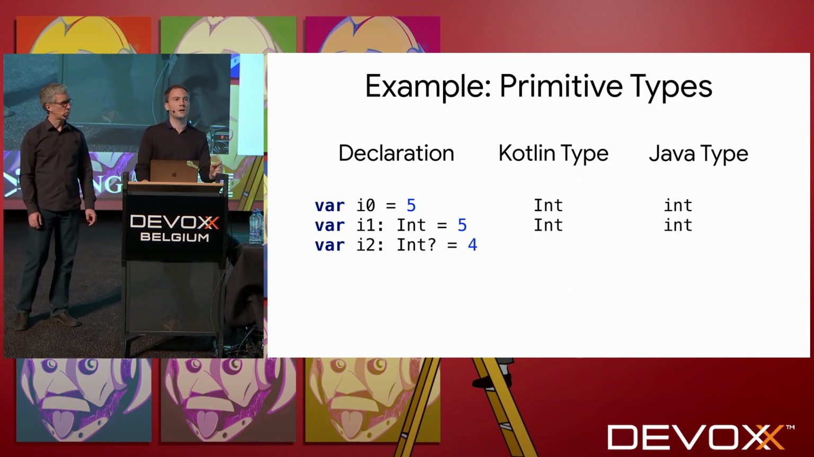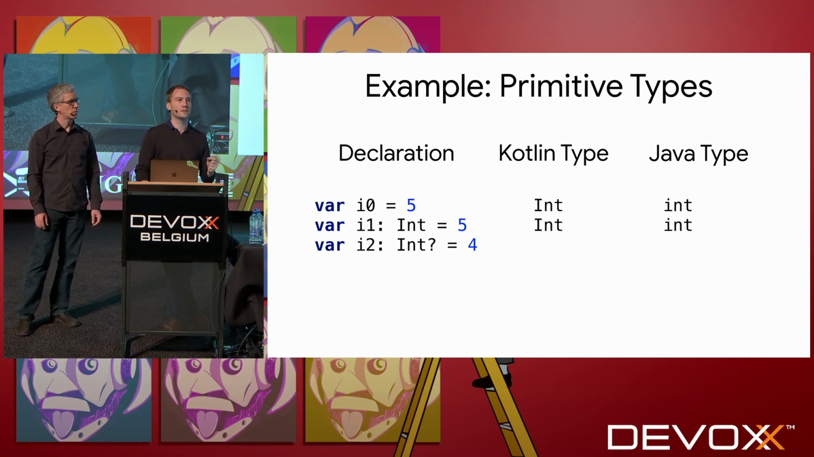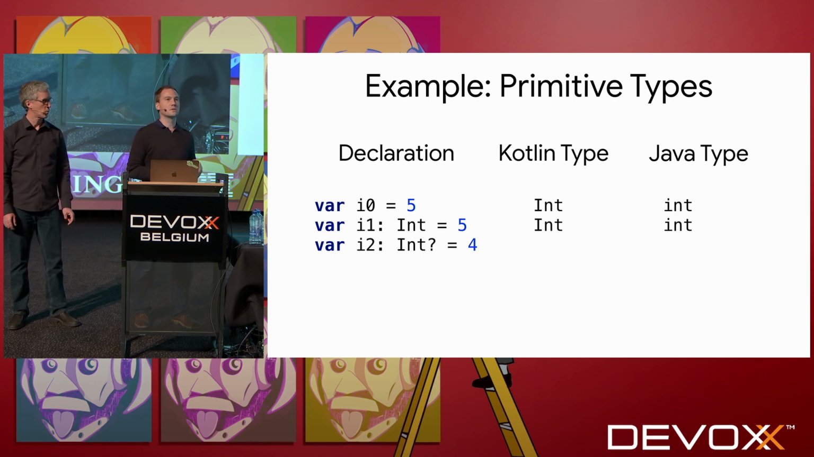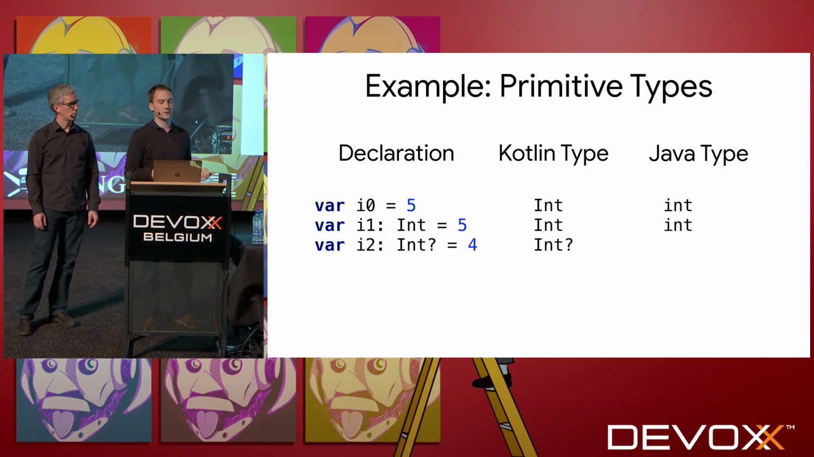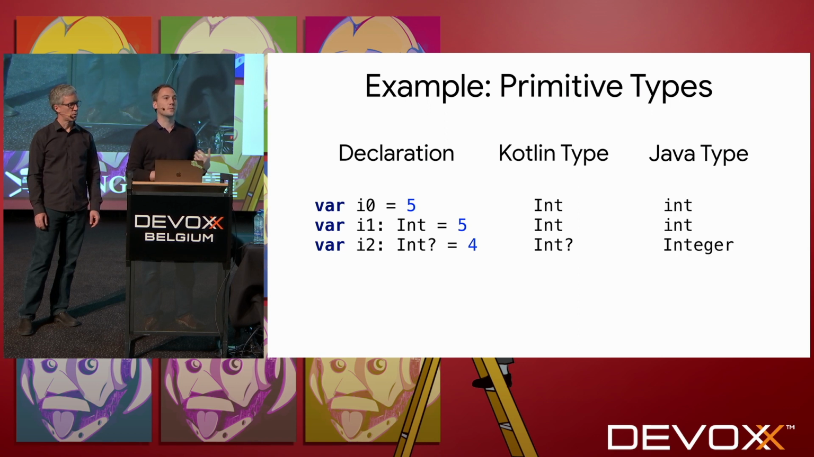Now, Kotlin has support for nullability, so you can specify that a particular variable can be null or not. So if you say that the type is just an Int, that value cannot be null. But if you say that it's an Int question mark, then the value can be null. So for Kotlin, this type is the Int question mark. And in Java, it translates to capital I Integer, because it has to be an object to be able to hold the null value.